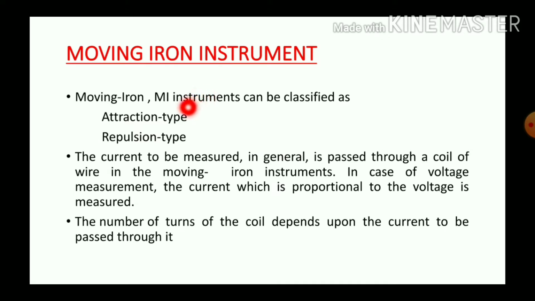Moving iron instruments are of two types: attraction type moving iron instrument and repulsion type moving iron instrument. The current to be measured in general is passed through the coil of the moving iron instrument. If the unknown quantity is voltage, a current proportional to voltage is passed through the coil. And the deflection of the pointer in a moving iron instrument is proportional to the quantity of current flowing through the coil, and the number of turns of the coil depends on the current passed through it.